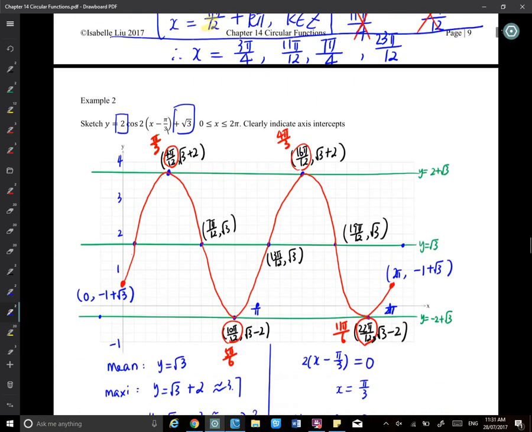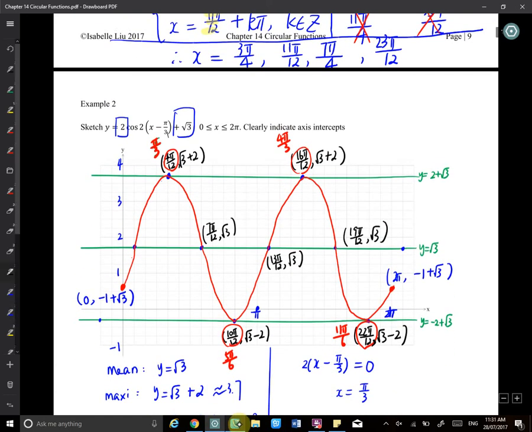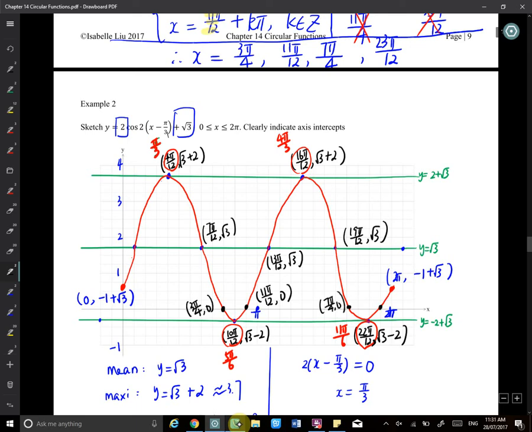And come back to the graph. I need to label all of those points. The first point here is 3 pi over 4 comma 0. That is 11 pi over 12 comma 0. This is 7 pi over 4 comma 0. And the last one is 23 pi over 12 comma 0. That's a lot of points for us to label.